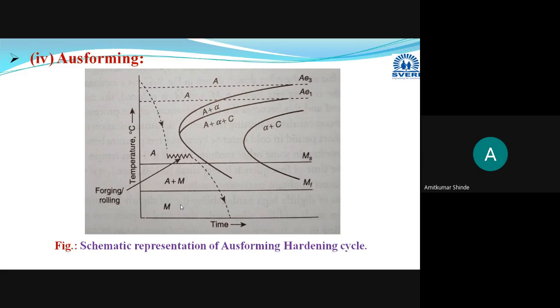Martensite forming process. These are just the phases. Whenever you are explaining any process, or if you have drawn this diagram, you have to mention whichever symbols you have used. This A stands for austenite, M for martensite, then A for austenite, then ferrite, cementite. These are the A1 and A3 temperatures.